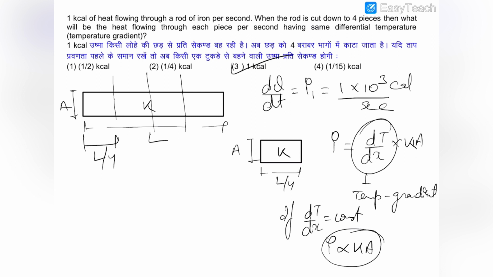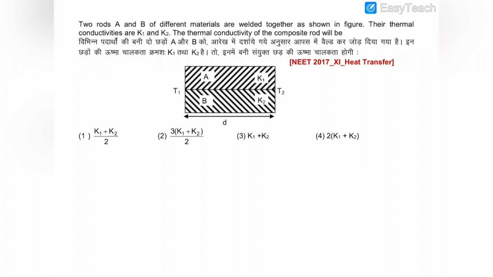Now we move on to the next question. In this question, you can see that there are 2 slabs of the same area and same length but of different thermal conductivity. So we have to find out the equivalent thermal conductivity of these 2.